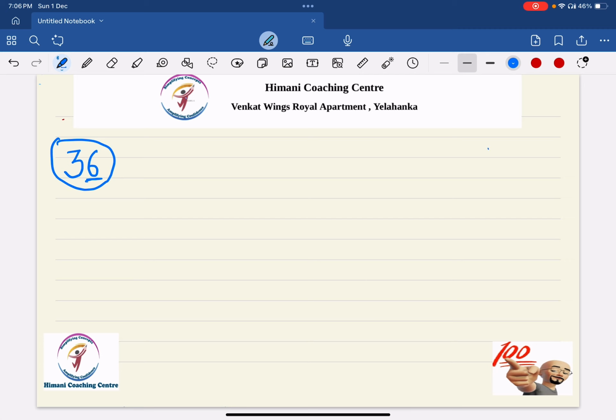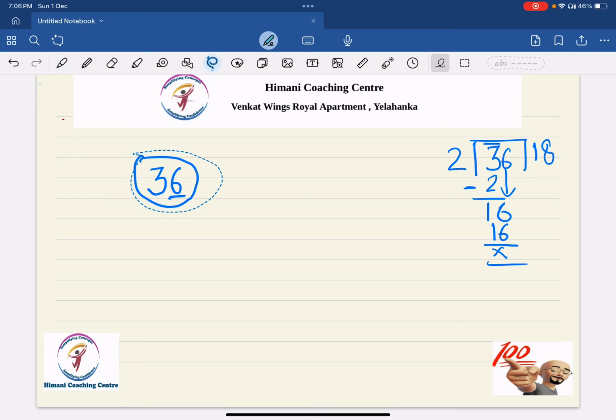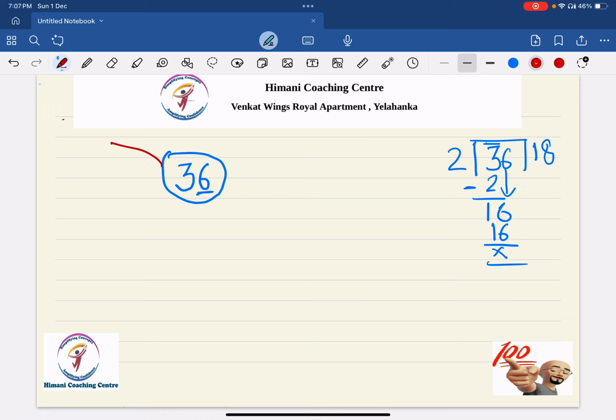So now we know that 36 is divisible by 2. So let us do the division. 3 is greater than 2. Now 2 ones are 2, 2 twos are 4. So 4 is bigger than 3. We go back. So 2 ones are 2, and then we subtract 3 minus 2, 1, and you get 6 down, 16, and 2 eights are 16. So we get that 2 and 18 are factors of 36.